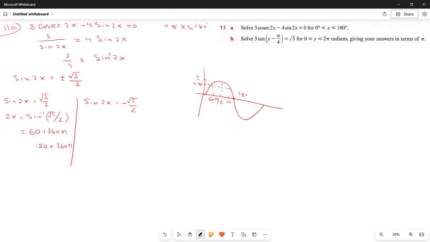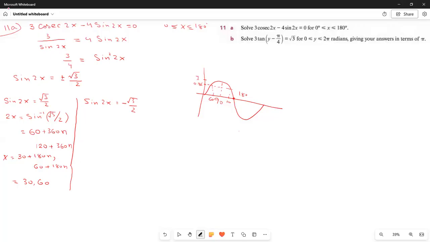Now if I divide everything by 2, x is equal to 30 plus 180n, and secondly 60 plus 180n. Luckily, only one value lies in this range, 0 to 180 degrees, so n has to be 0. So my answer is going to be 30 and 60 only. These are the two answers for this part.